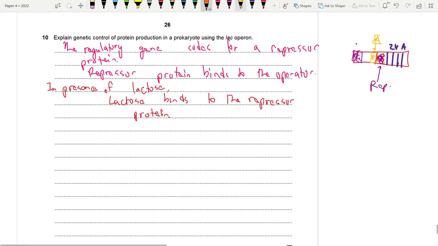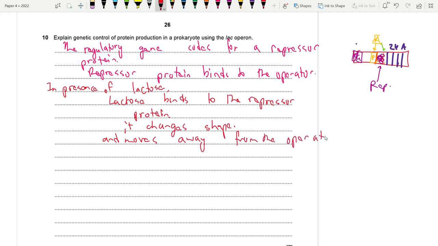So when lactose comes over here, what actually happens? Lactose binds to the repressor protein, and it actually changes the shape of the repressor protein after binding to it. Okay, so after lactose binds to the repressor protein, it changes shape basically, right? And moves away from the operator.